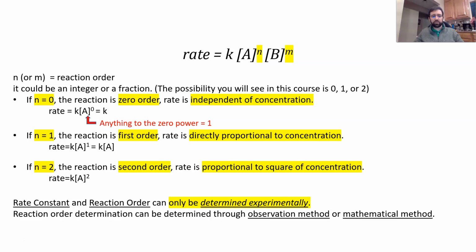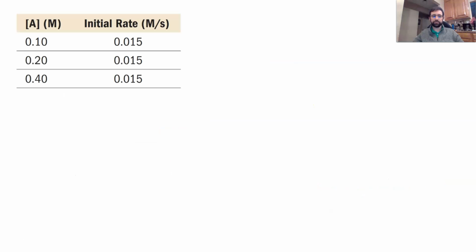The rate constant and reaction order can only be determined experimentally. We can't just look at a balanced equation to determine it. That's not going to work. The reaction order can be determined through an observation method, or through a mathematical method, and we'll talk about both of those. All right, let's look at an example here.